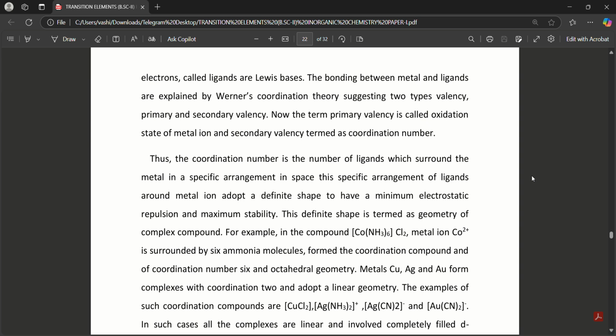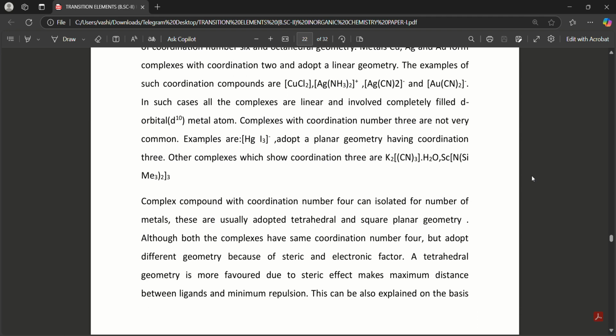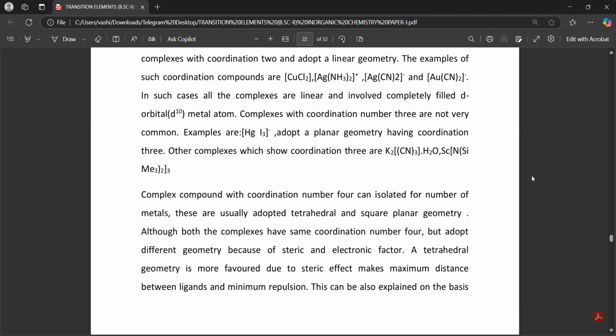For example, in the compound [Co(NH3)6]Cl2, the metal ion Co2+ is surrounded by 6 ammonia molecules, forming the coordination compound with coordination number 6 and octahedral geometry. Metals Cu, Ag and Au form complexes with coordination number 2 and adopt a linear geometry. Examples of such coordination compounds are [CuCl2]⁻, [Ag(NH3)2]+, [Ag(CN)2]⁻ and [Au(CN)2]⁻. In such cases, all the complexes are linear and involve completely filled d orbital, d10 metal atoms.